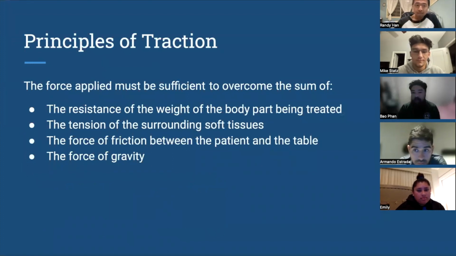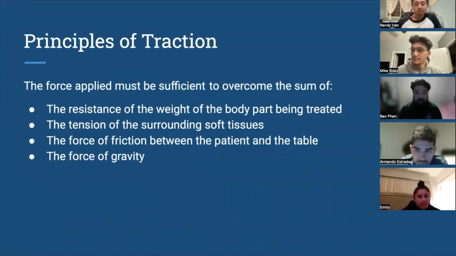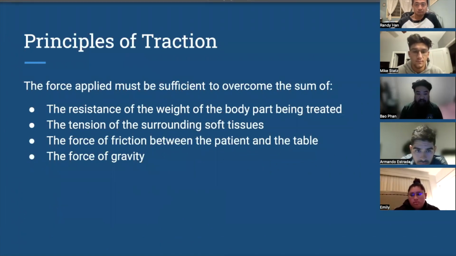The principles of traction are very simple. The sum of all of the force that we apply to the patient needs to overcome the sum of the resistance: the weight of the body part, the tension in the surrounding soft tissues, the friction between the patient and the table, and the force of gravity. All of those combined.